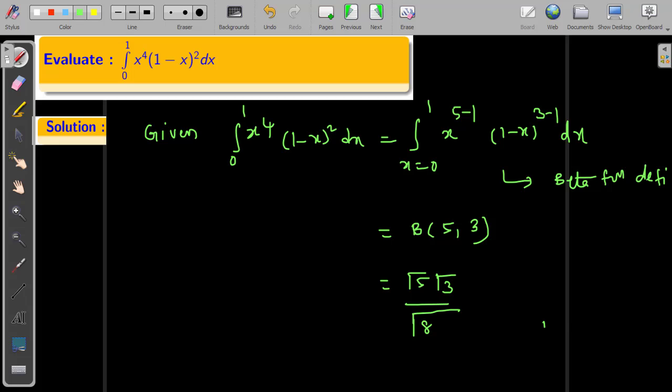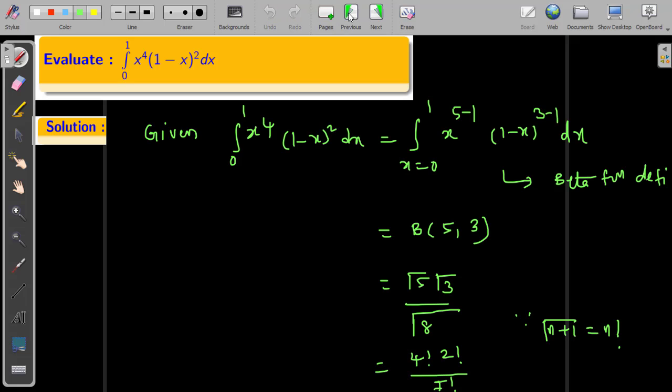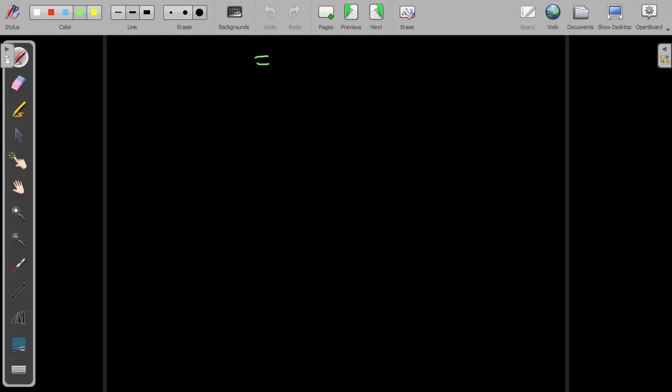Again use the gamma property, since gamma n plus 1 is nothing but n factorial. Applying this rule here, gamma 5 means 4 factorial, gamma 3 means 2 factorial, and gamma 8 means 7 factorial. Now simplification. In the denominator we have 7 factorial, which could be written like this. I'll keep 4 factorial the same, but 2 factorial is 2, divided by 7 factorial, which is 7 times 6 times 5 times, and I'll stop at 4 factorial because we have 4 factorial in the numerator.